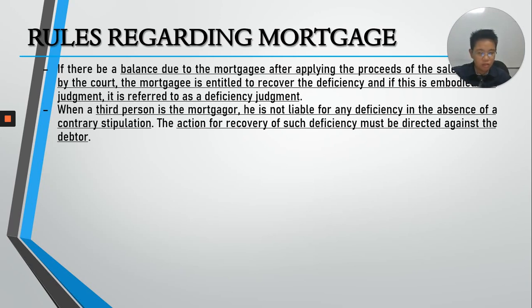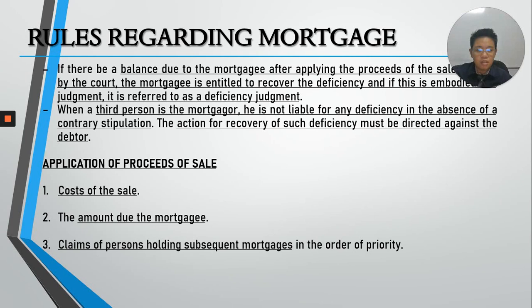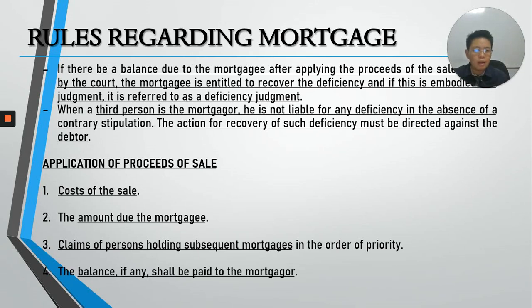So, anyway, application, paano ba ina-apply ang proceeds ng sale? Bayaran muna ang cost ng sale, amount due to the mortgagee, so bayaran ng utang sa creditor, and claims of persons holding subsequent mortgages in order of priority. So, sabi ko sa inyo, pwedeng isangla ng maraming beses. So, yung unang pinagsanglaan, yun ang babayaran, sumunod, kung may natira, sumunod, kung may natira pa, sumunod, etc., in order of priority. And, kung meron pang natira, kung sakali, to the mortgagor.